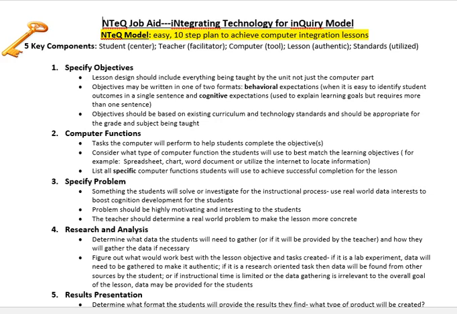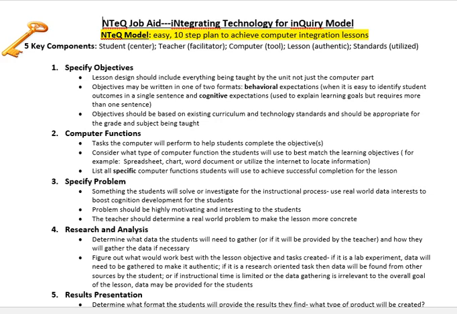So if you think about it, the NteQ model should be an easy 10-step plan to achieve computer integration lessons. So 5 key components. It needs to be student-centered. Teacher needs to be the facilitator or the librarian. The computer needs to be a tool that's used. The lesson needs to be authentic, and you need to utilize standards. If you can remember those 5 components, you're off to a great start.